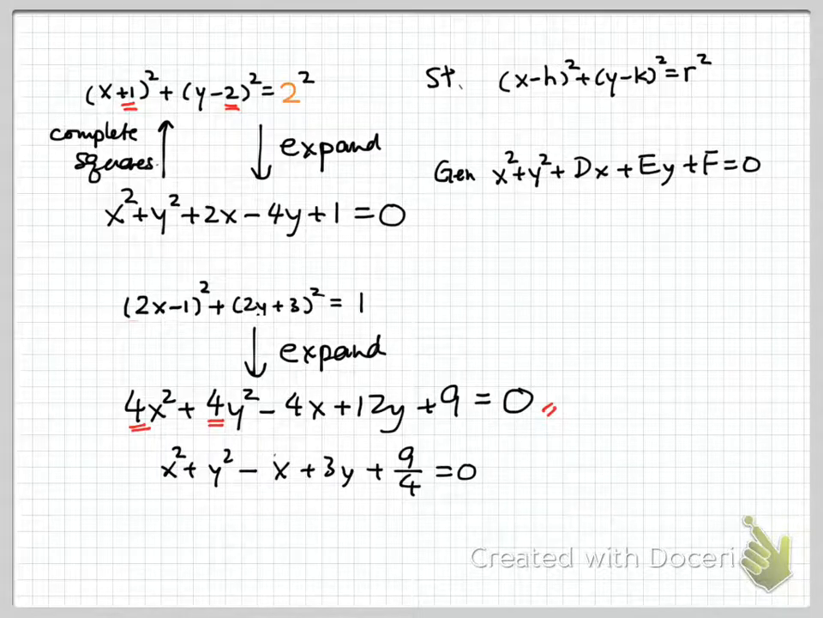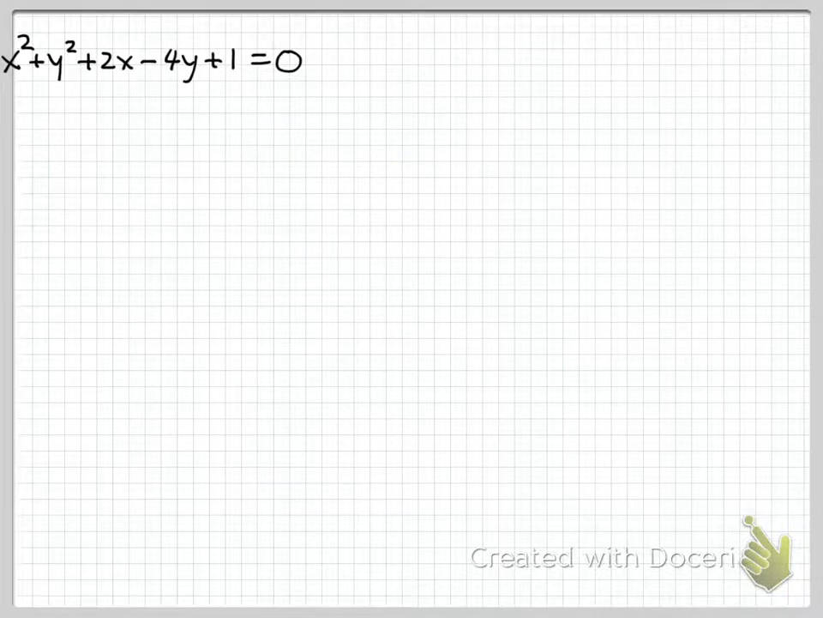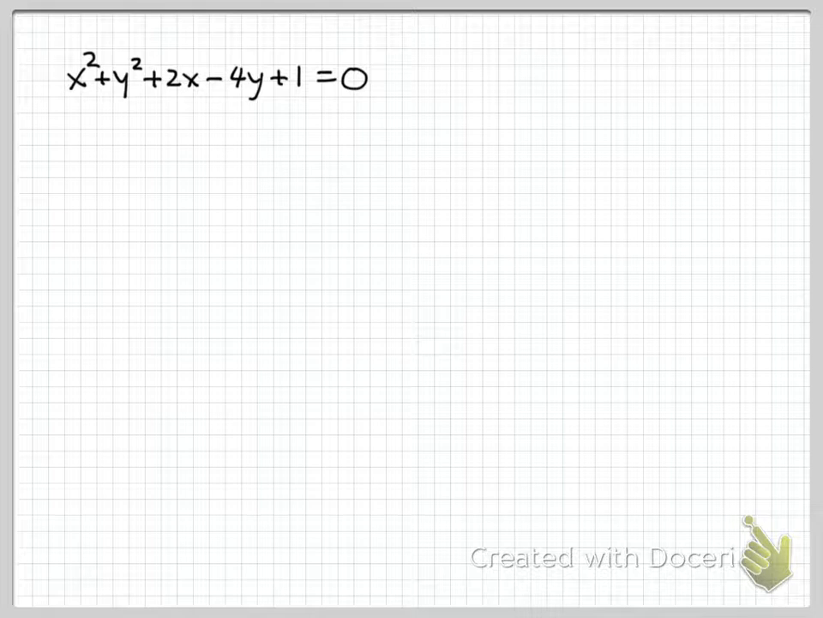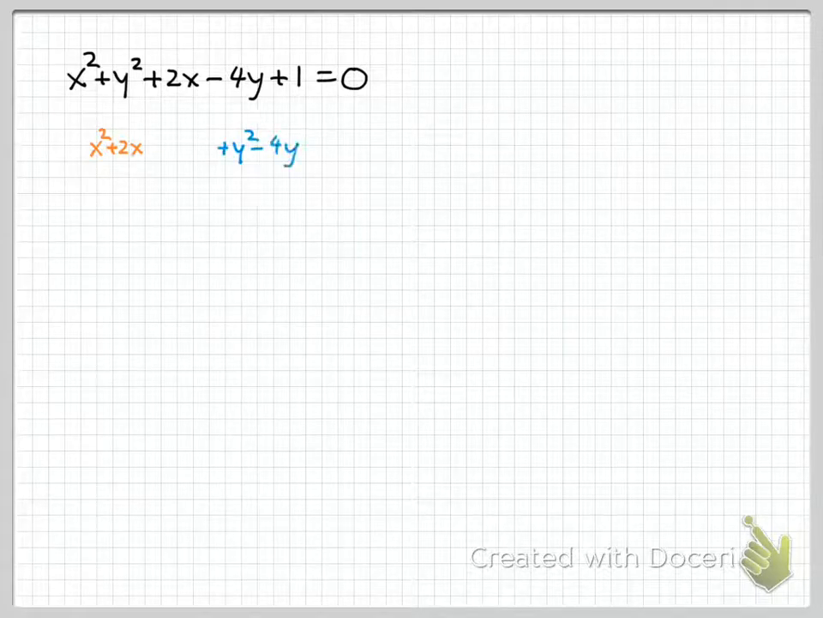It will be a double complete square. We do the completing square on x, and also we do the completing square on y. Let me take this as an example. First of all, I pull all the x's together, x squared and 2x, and then I pull all the y's together, y squared minus 4y. The plus 1 is an innocent bystander. It's here, equals 0.